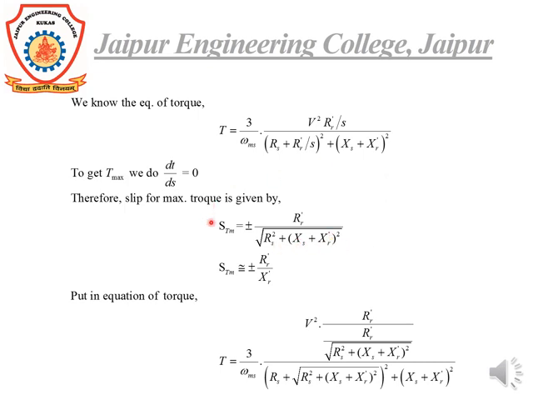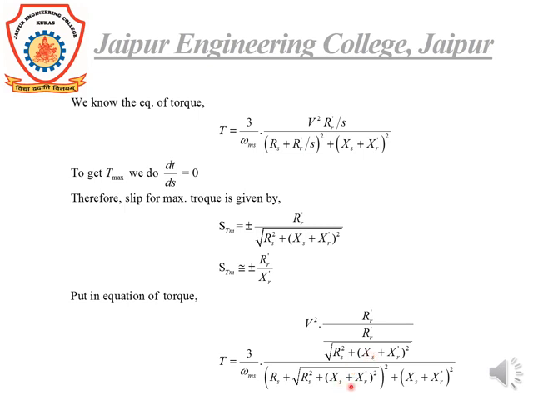On solving this, Stm is approximately equal to plus minus Rr dash upon Xr dash. Now we put this value of s into the torque equation. I am not applying this value, I am applying the previous value in the equation of torque instead of s. So I have got this equation, I just replaced s with the value everywhere.